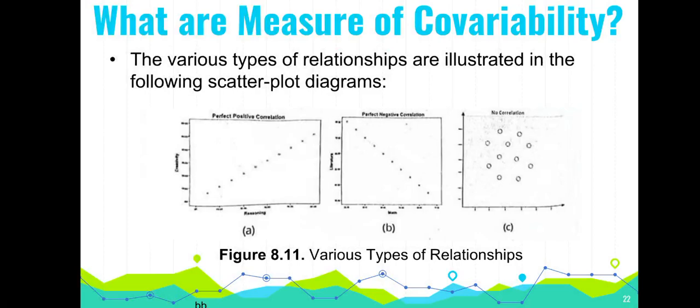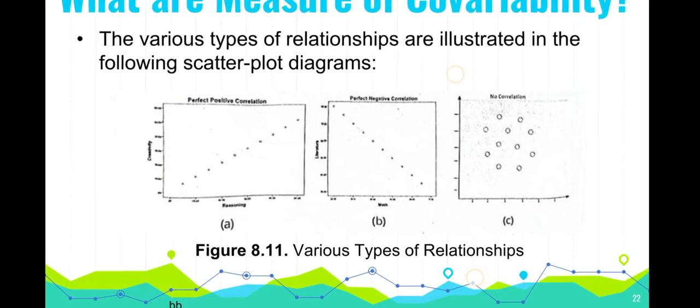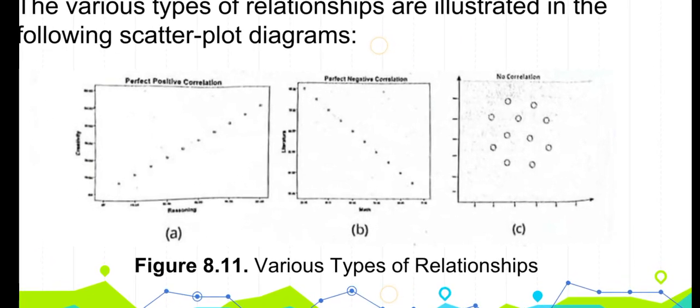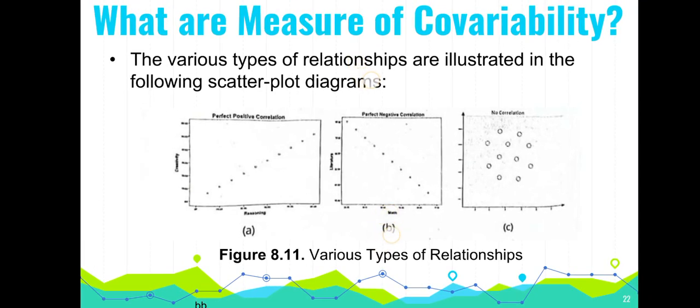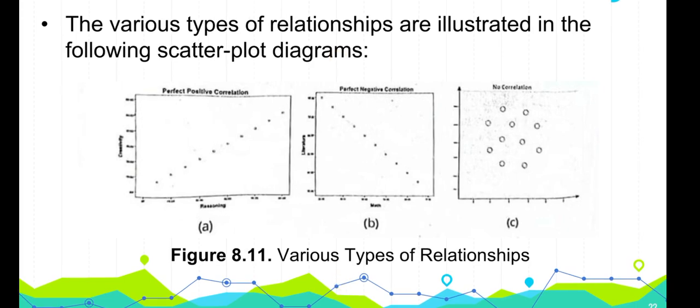The various types of relationships are illustrated in the following scatter plot diagrams. Set A shows the perfect positive correlation, set B is the perfect negative correlation, and set C shows that there is no correlation at all.